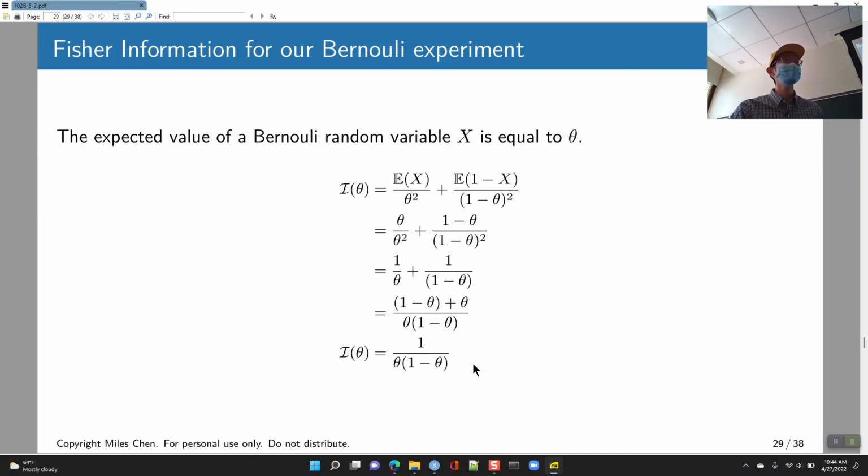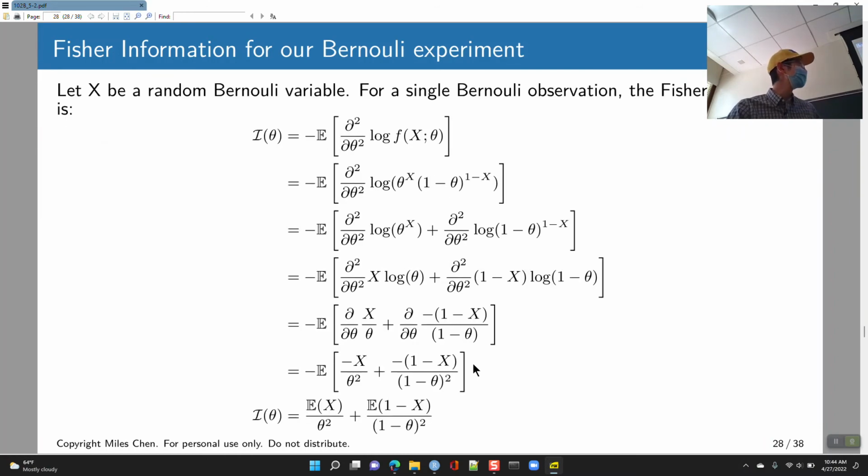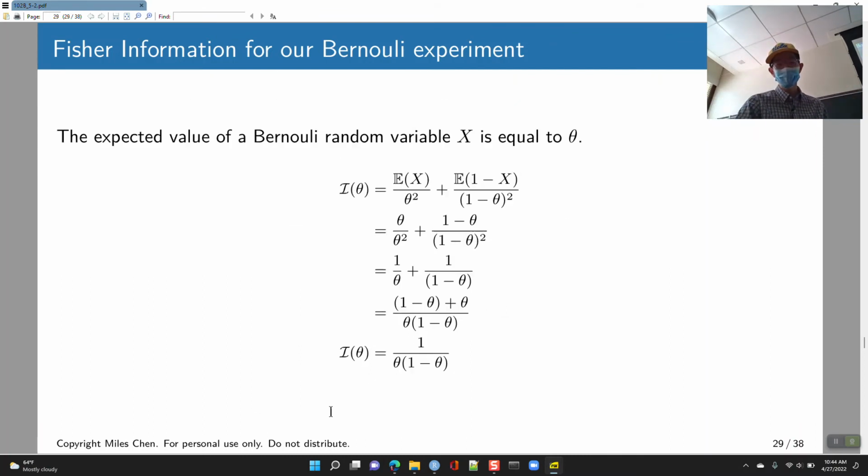Is this okay? There's a bunch of stuff here, and perhaps one thing that throws people off is that you're taking the second derivative with respect to your parameter theta, but then you're taking the expected value of the random variable x. Those are different things. You have different variables involved here.